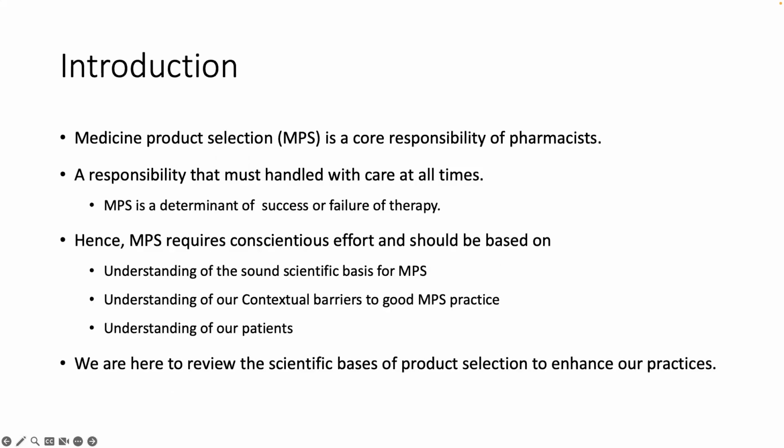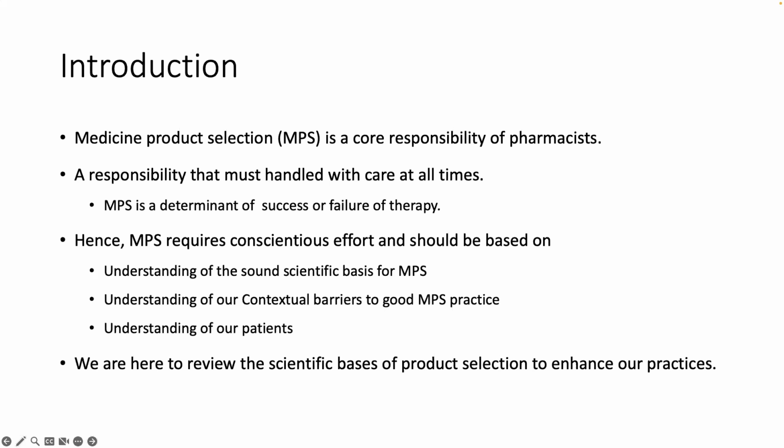Short outline. By way of introduction, medicine product selection is a core responsibility of pharmacists, right? And that must be done with all sense of responsibility, because the outcome of treatment will depend on the type of medicine selected. Now, medicine selection is in basically two phases. It's on the side of the professional in relation to the supply chain. Medicine selection means that the pharmacist has limited resources, so they choose medicines to stock, right? They cannot stock all alternatives.